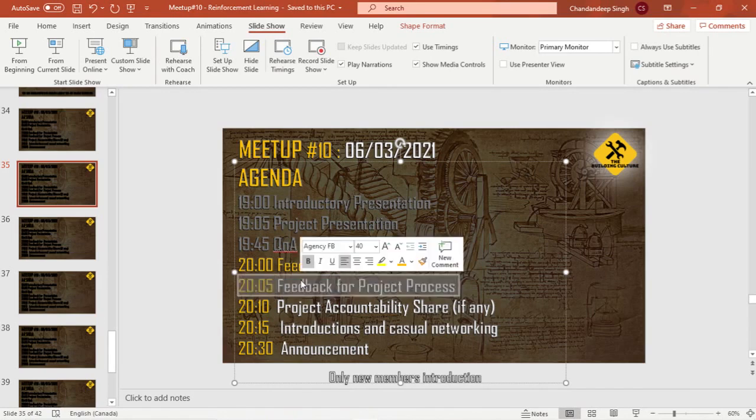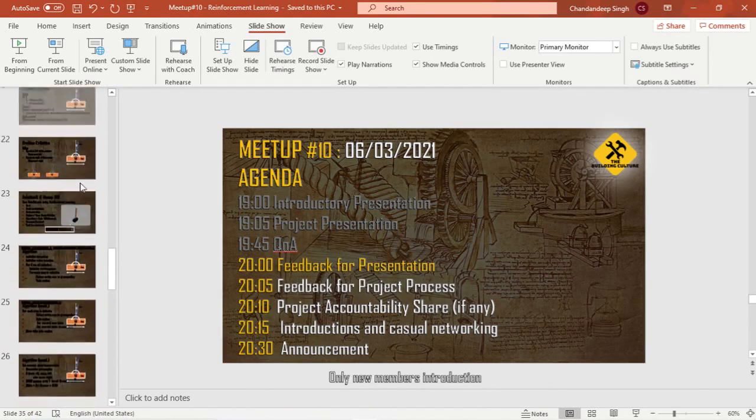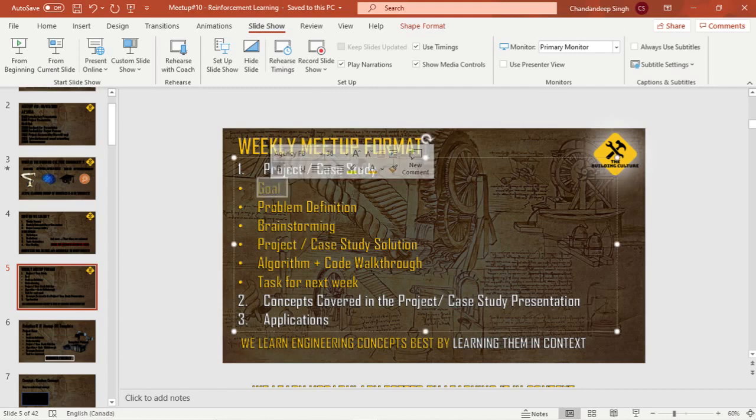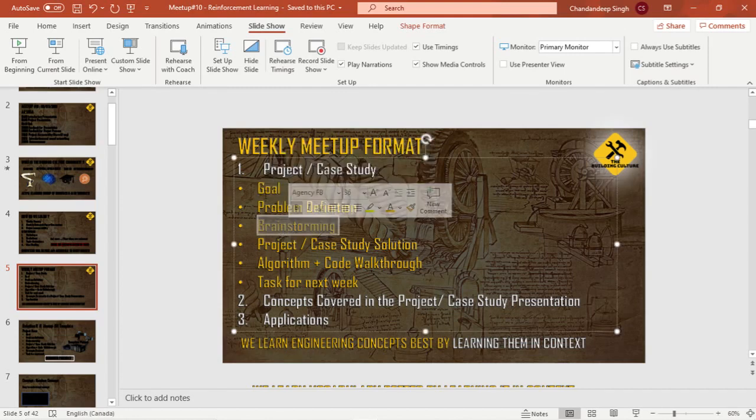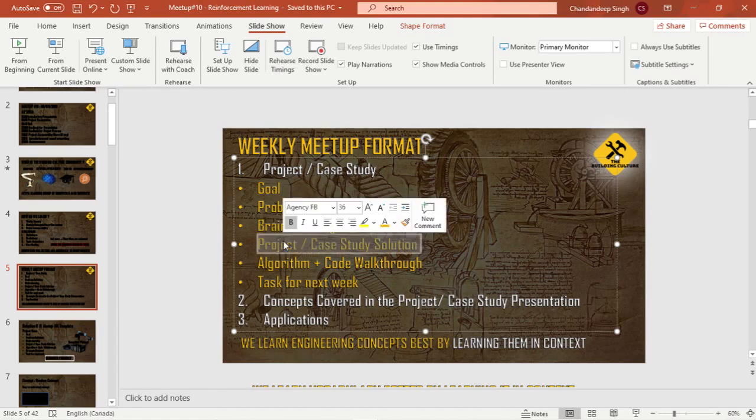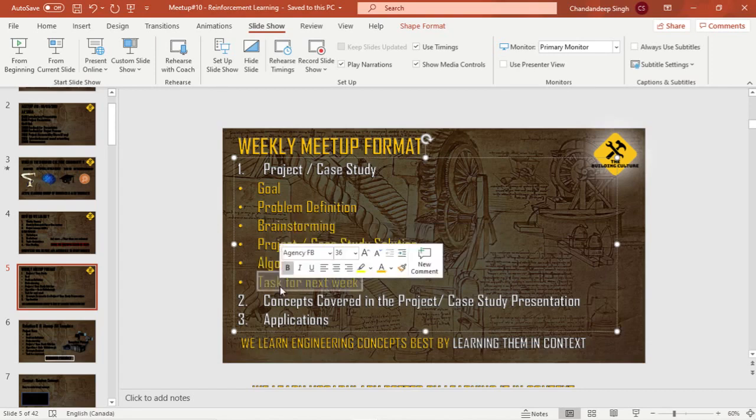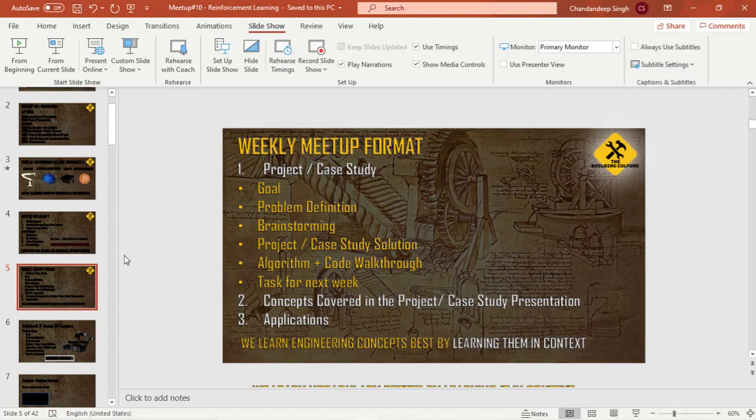And for the project process, I want to keep this process as standard. Let me show you how I've defined it. After defining the goal, there is problem definition and brainstorming. I'm carrying this over from one of our sessions with deep learning, which I think everyone liked, the brainstorming session. So today also let's keep the brainstorming session and project or case study solution. After that, algorithm plus code and task allocation. Is there any suggestion on how we can make the process easier for anyone to understand and get involved in? Any suggestions are welcome.